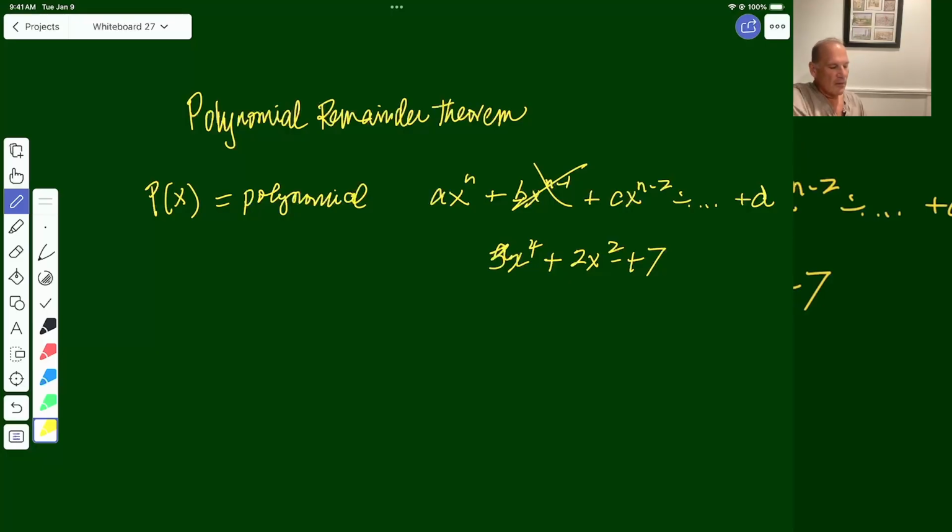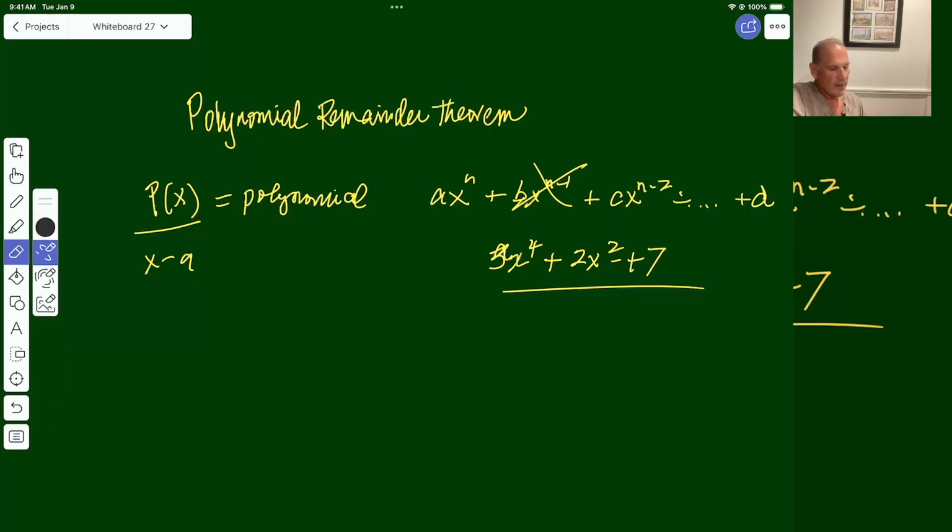And then what the polynomial remainder theorem states is that if you take that polynomial, whatever it is, like this, and you divide it by x minus a, right? You get another polynomial, right? So for example, you could divide this polynomial here. So you could divide 3x to the fourth. Let me make that a little cleaner. This is a 3.